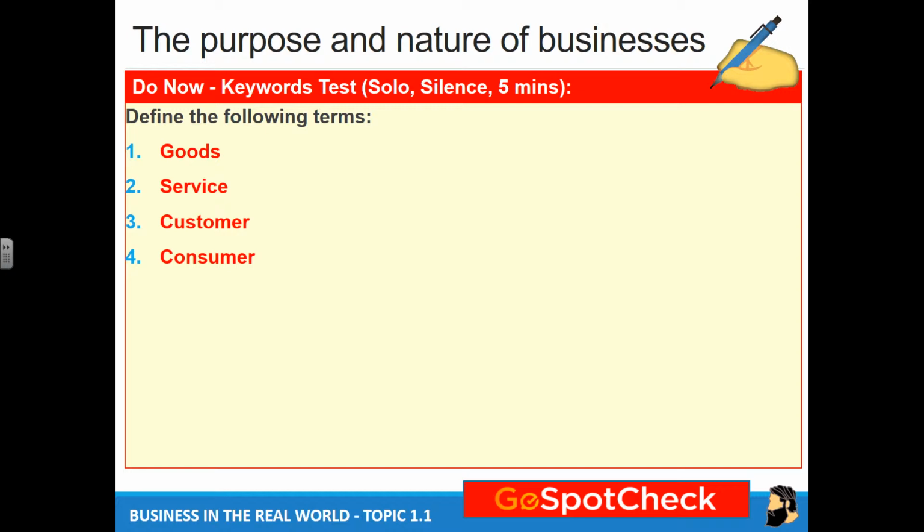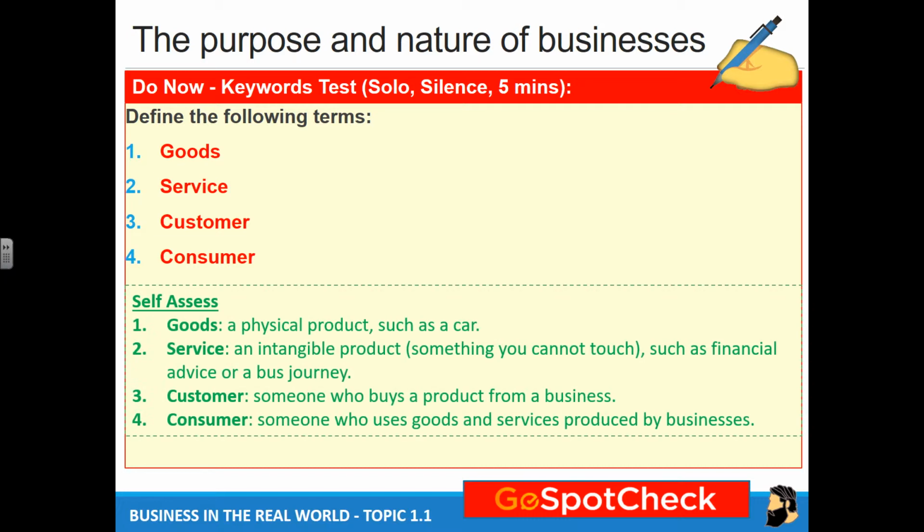Okay, so you should now have had the opportunity to write what you think these 4 words are. Let's have a look at them. Goods are physical products such as a car, things that you can touch. A service is an intangible product, something you cannot touch. These could include financial advice, a bus journey, a doctor's appointment, things like that.